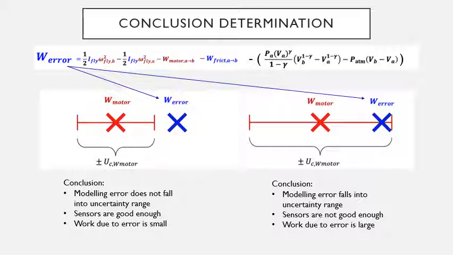Finding the motor work uncertainty is also very important when making conclusions about the accuracy of our model because it makes up the uncertainty bounds as seen on this slide. If the work due to error falls inside the bounds, then this means our sensors are not good enough and the difference between the data and model is large. However, if the work due to error does not fall inside the bounds, then this means our sensors are good enough.